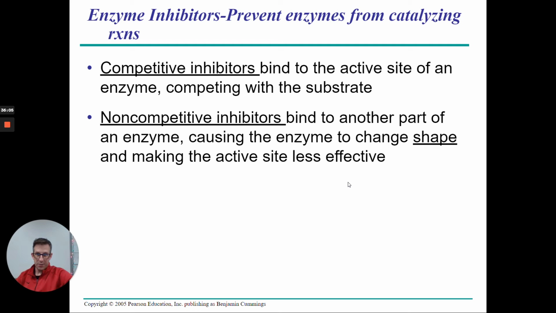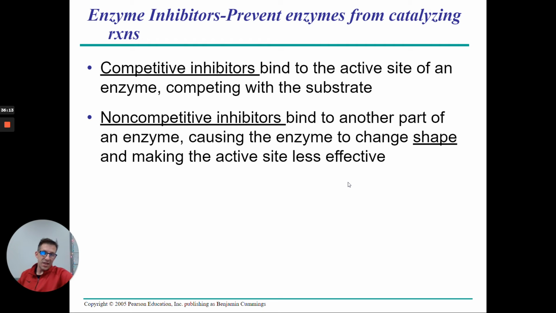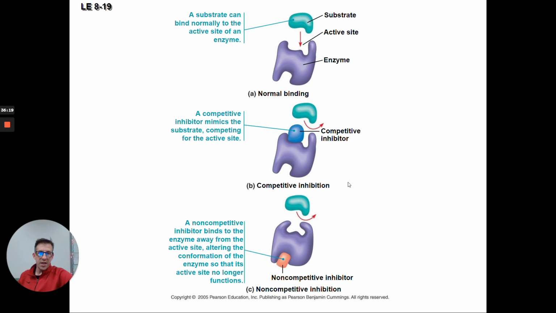We have two different types of inhibitors. We have competitive inhibitors and non-competitive inhibitors. And so the ultimate effect is that they both inhibit the functioning of the enzyme. They just do it in different ways. Competitive inhibitors will look for or compete with, that's where you get the term competitive, right? Compete with the normal substrate for action, if you will, in the active site.